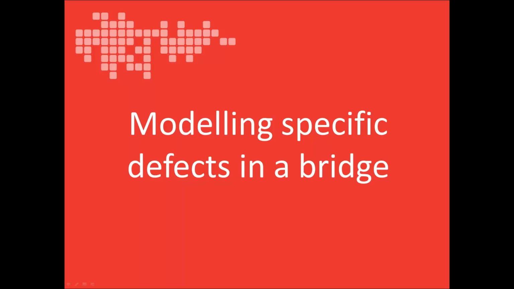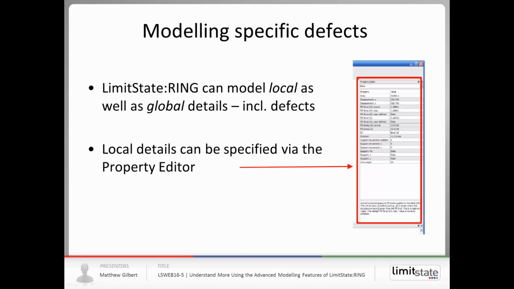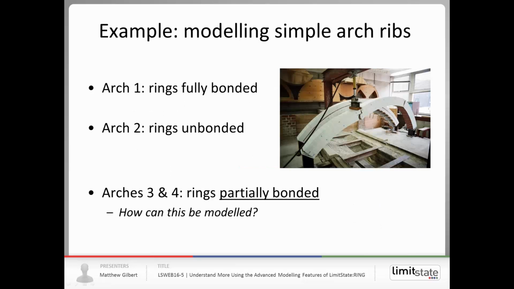Okay, so moving on to the second of the issues that I was going to raise, modelling specific defects in a bridge. In the software, you can use what's called a new bridge wizard to set up the global properties of the problem, but you can also edit properties using the property editor, which is on the right-hand side of the screen. And we'll look at an example of doing that in a second.